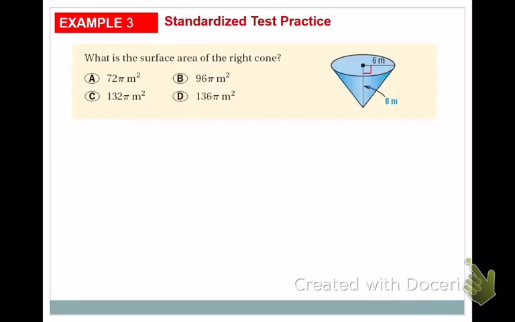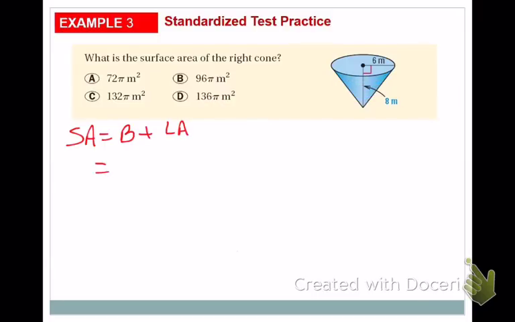Now, how does this thought process translate to a cone? Well, here's a standardized test practice problem. Let's find the surface area of this cone. Well, it's kind of the same thing. The surface area is find the area of the base plus find the lateral area. I'm just going to put lateral area LA. Okay? Lateral area being this side stuff right here.